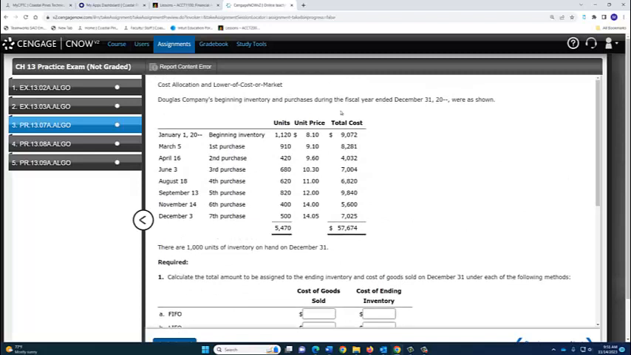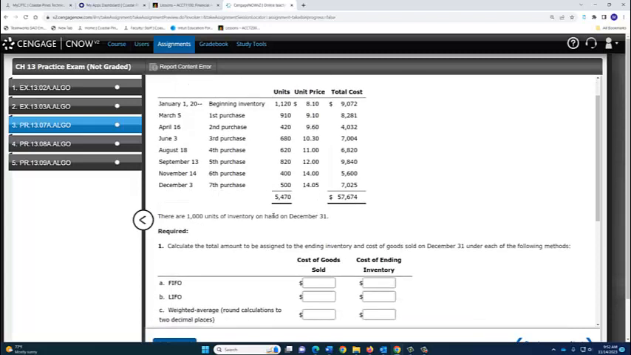All right, here is a list of all the goods we had available to sell for the whole year from January to December. We started with a beginning inventory of 1,120 units and made purchases, and we made our last purchase on December 3rd. We purchased 500 units. And notice the price changed every time we made a purchase.